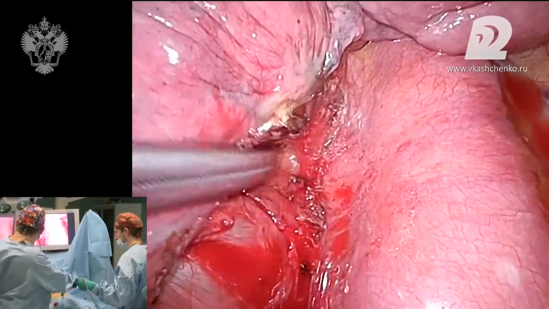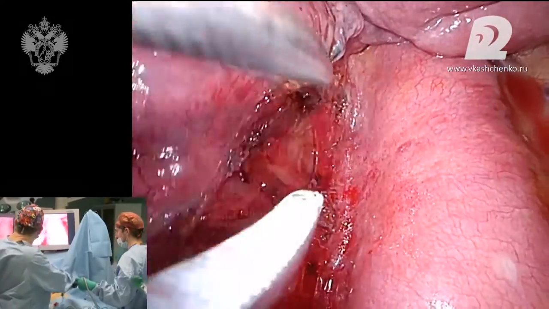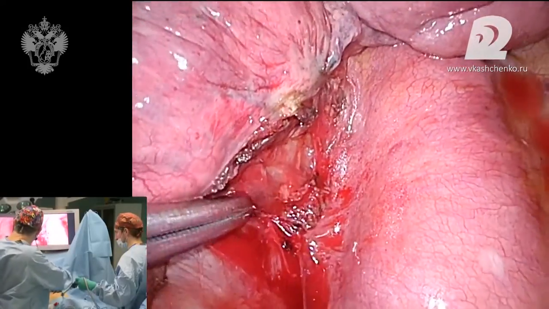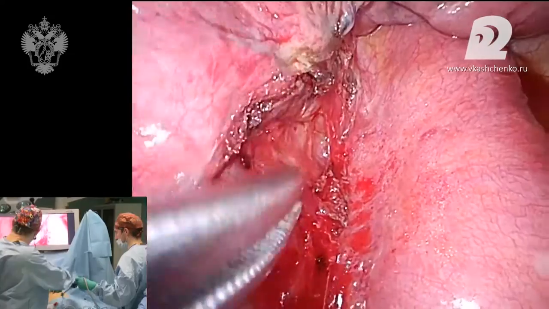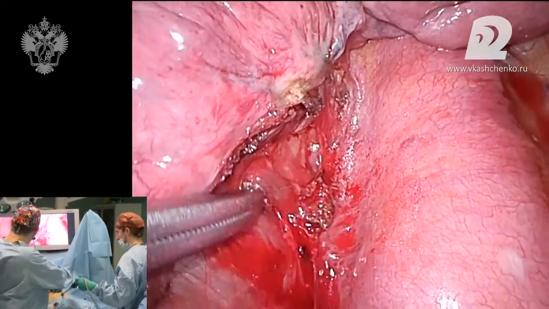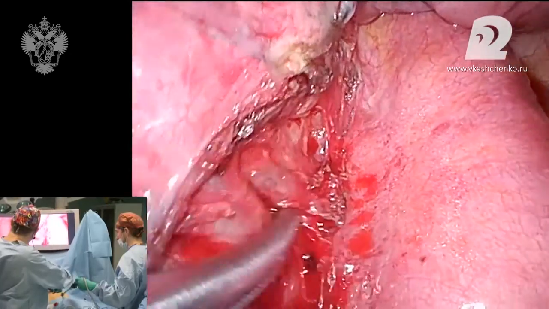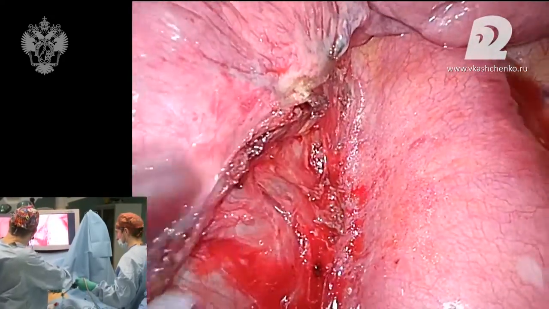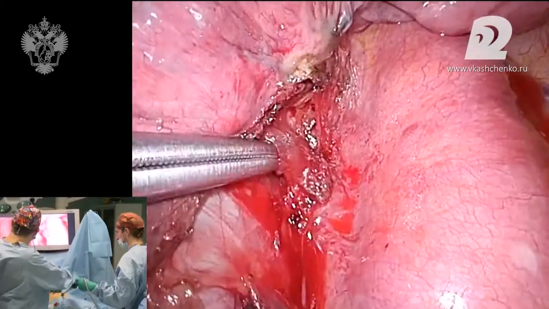But at the moment, the approach has already been done. We have already entered from this side. Why not continue the manipulation that would simplify our task further on? And we have not finished the dissection of the most inconvenient part, which is not visible from the right approach. I will demonstrate it to you.